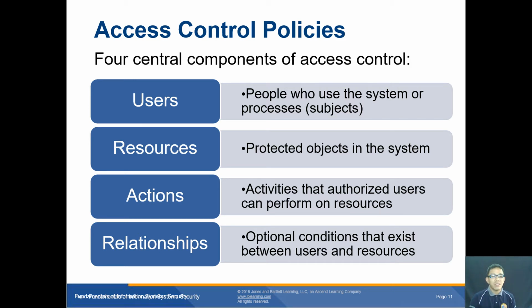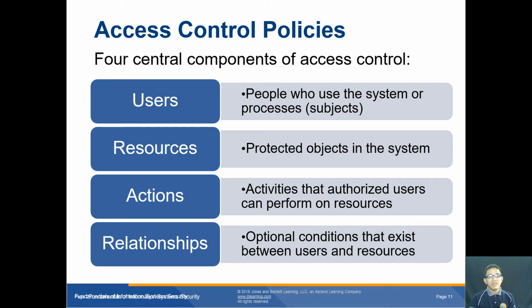Users are people who use the system or processes that perform some services for other people or processes. A more general term for users is subjects. Resources are the protected objects in the system. So what do we protect in the system? Our files, the information, the personal information, right? Resources can be accessed only by authorized subjects, and those resources can be used only in authorized ways.